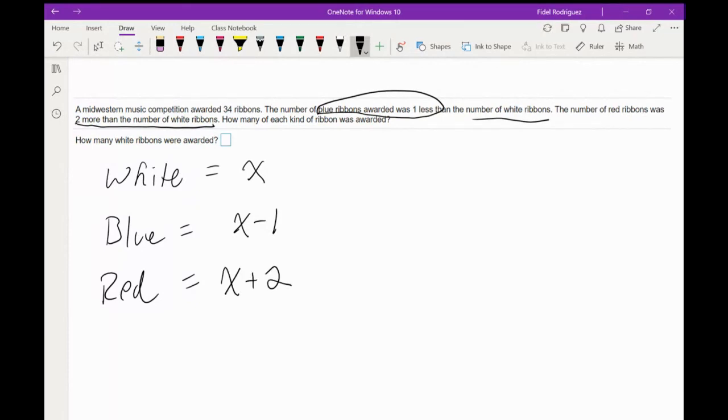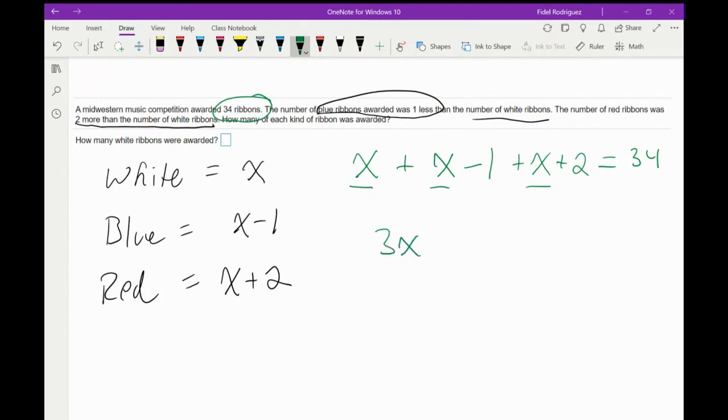And if the number of red ribbons was 2 more than the number of white, that would be X plus 2, right? So again, we have 3 different things here, so the letter X should appear 3 times in my equation, okay? So we're going to say the number of white ribbons, which is X, plus the number of blue ribbons, which is X minus 1, plus the number of red ribbons, which is X plus 2, that's going to add up to our total of 34. So again, I see my letter X 3 times, so that is a 3X.